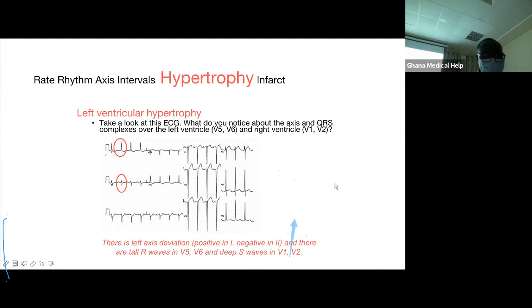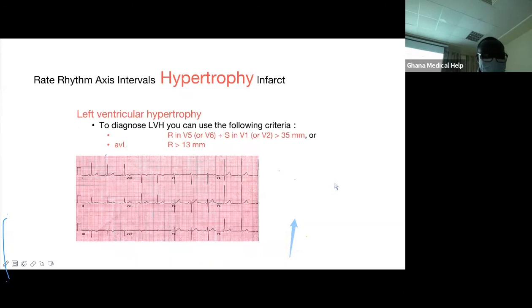So the next thing that we have to, okay, still on the criteria. Obviously, we can skip this since we have already talked about it. Somebody has put his name here. The R in V5 or V6 plus the S in V1 or V2 more than 35. The one who did this put his name there, Sokolov, so they call it the Sokolov criteria. AVL more than 13 is also there. There are so many other criteria. There's even a Nigerian whose name is there. I think it's Arauye. He has modified it a bit and also put his name there.